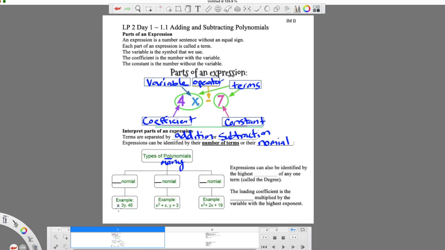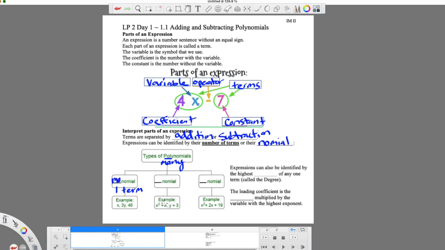There's no addition, there's no subtraction. So these are what we call one term. Remember, nomial means how many terms, and one, when I want to say that, it's monomial. So nomial, monomial. And then we see this example here.